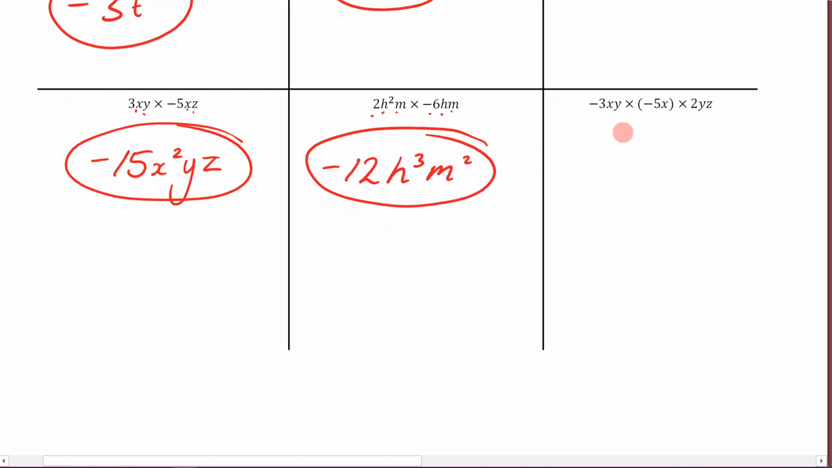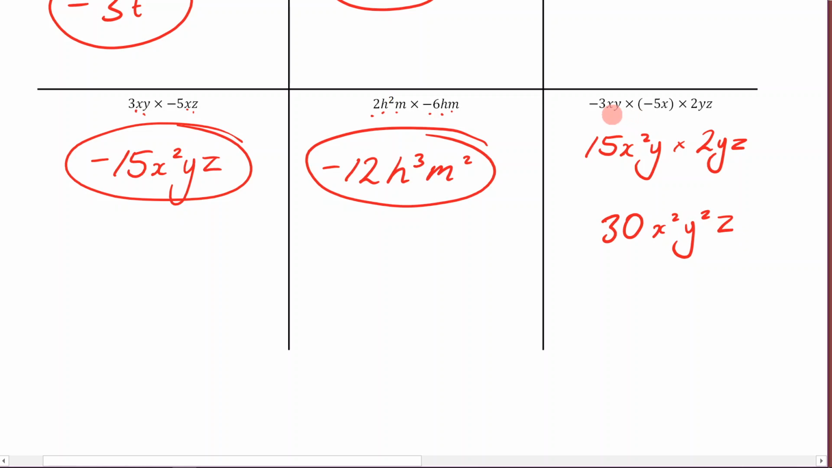Lastly, we have this one. I have a negative and a negative, which are going to cancel out and become a positive. 3 times 5 is going to be 15. Then I have x times x is x squared. Then I have a y, and then I'm multiplying that by 2yz. 15 times 2 is going to be 30. I have x squared. I have one y here, I have one y there, which is going to be y squared. And then I have a z.